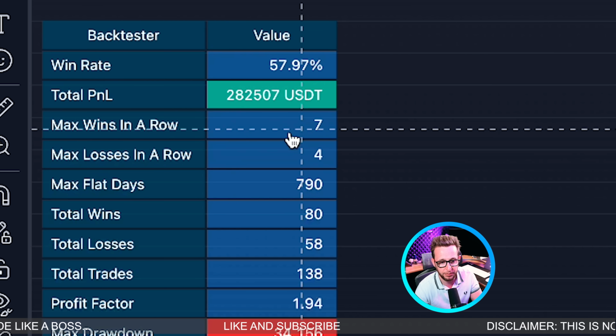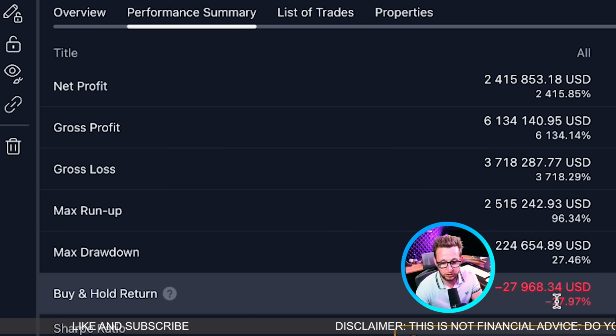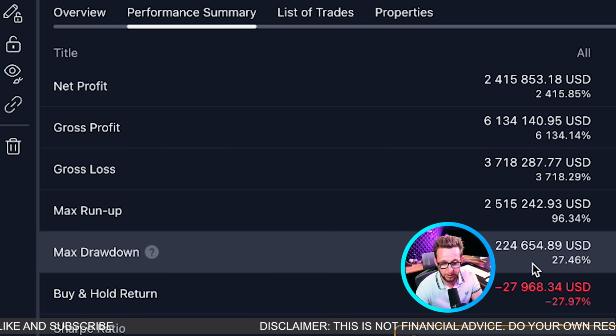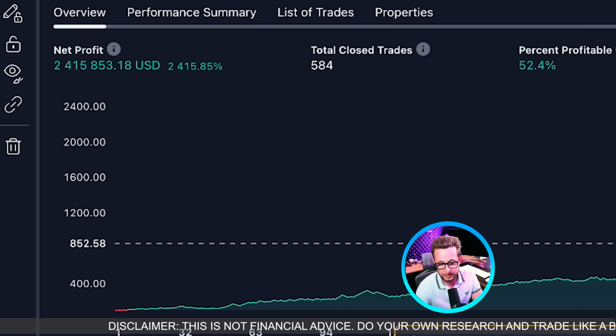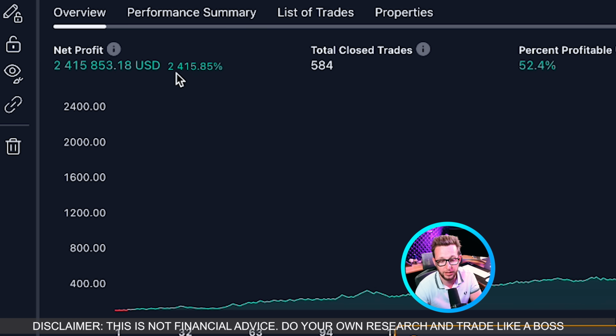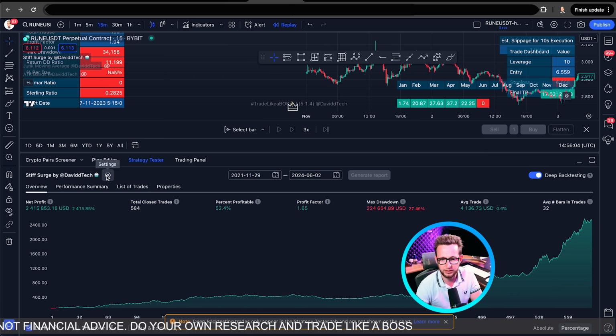Let's go over here very quickly. The max wins in a row would have been 7, the max losses in a row would have been 4, and if you would have purchased all the way back here in 2021, you would actually be down 27%. If you would have traded this, you would be up 2,415%, which is absolutely amazing. There's a couple of things I wanted to share with you guys.